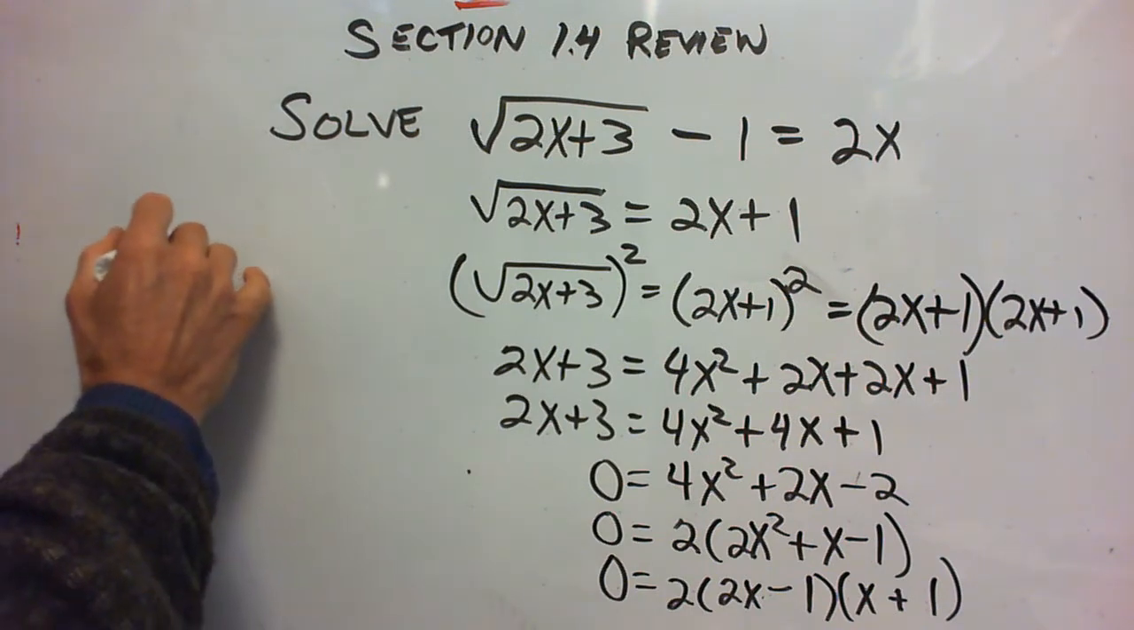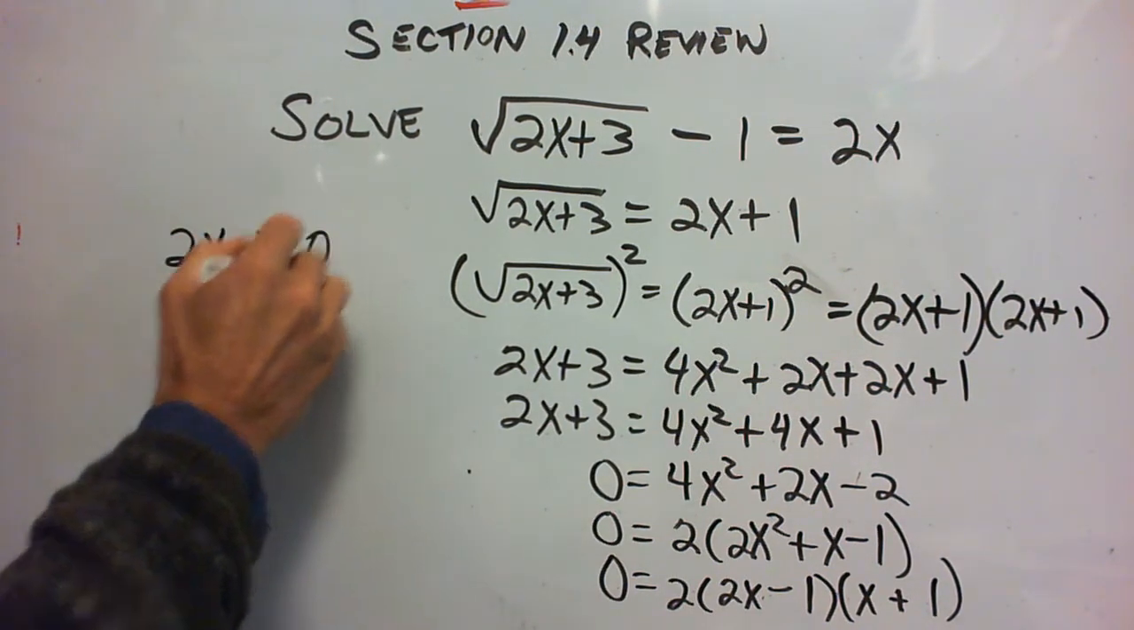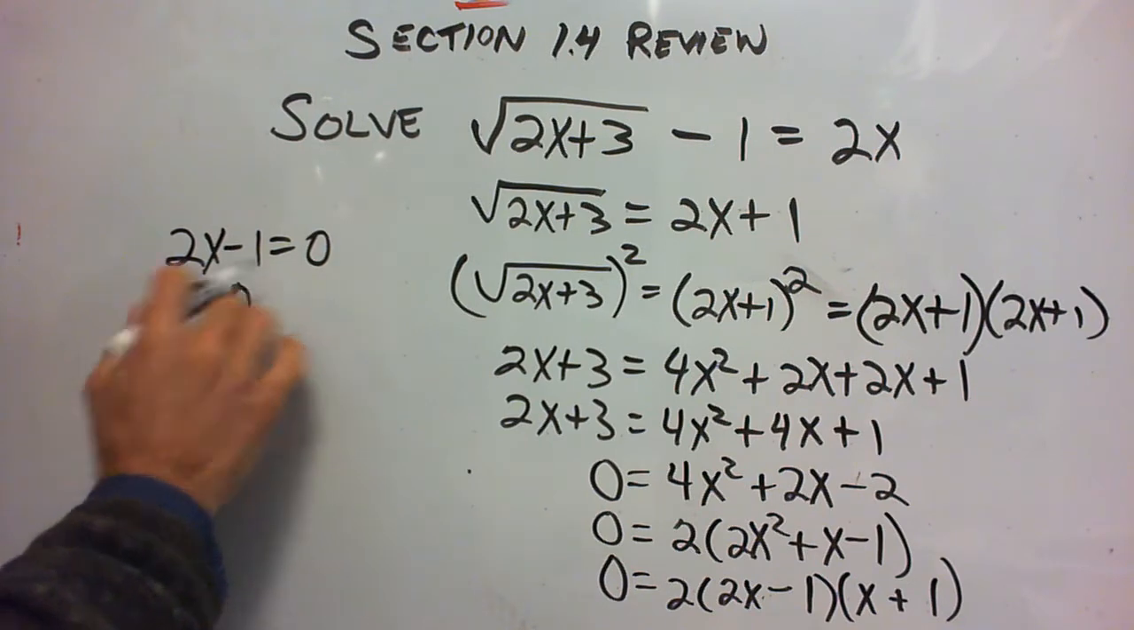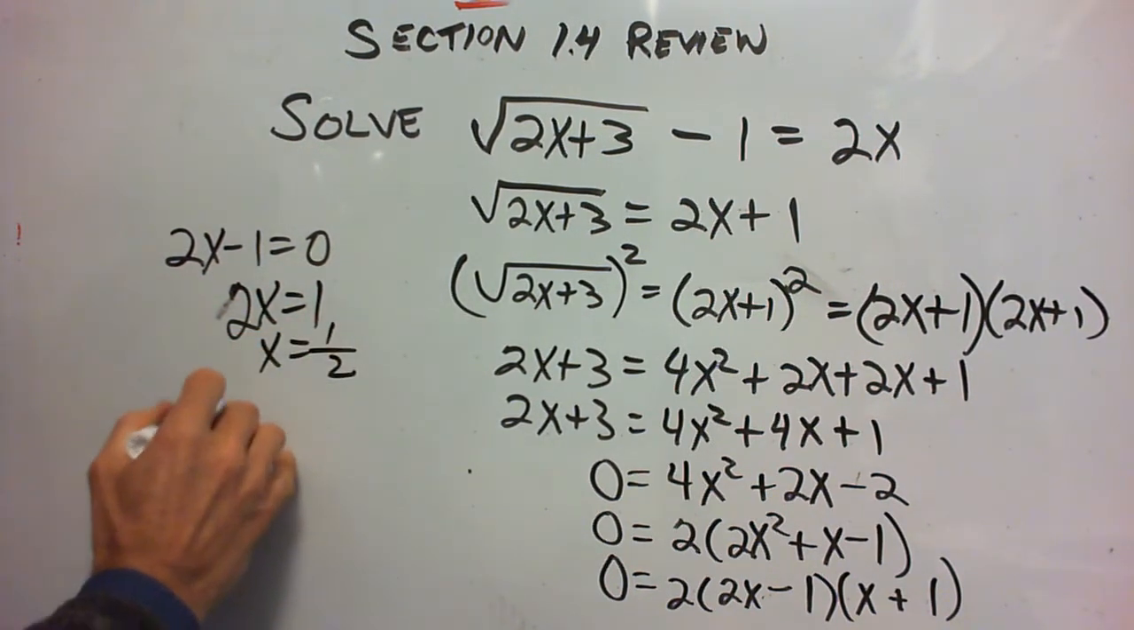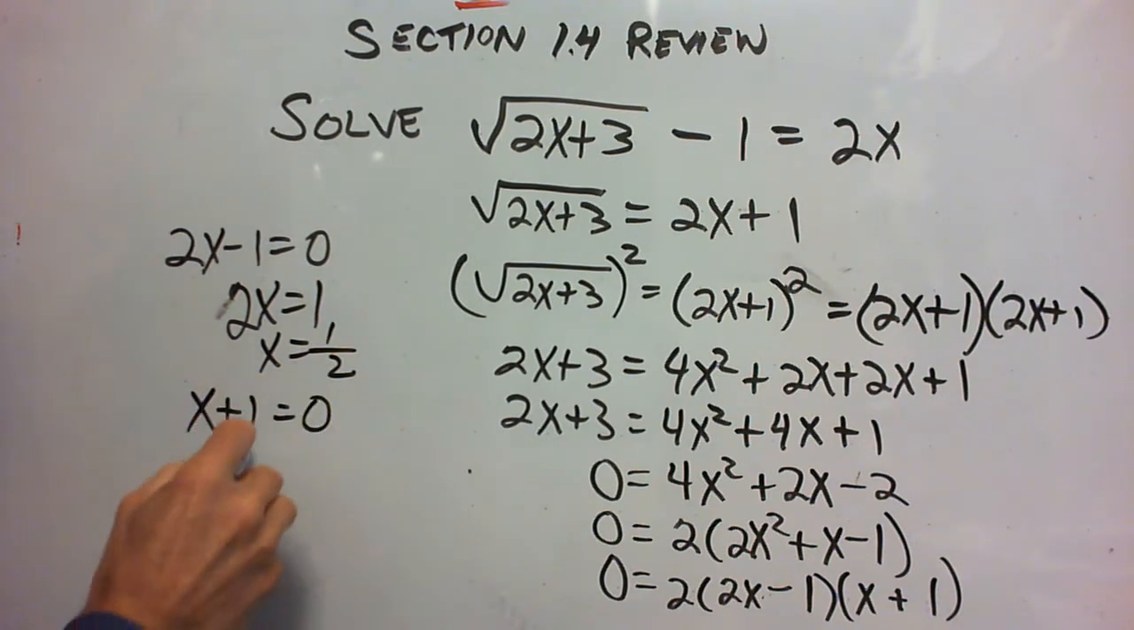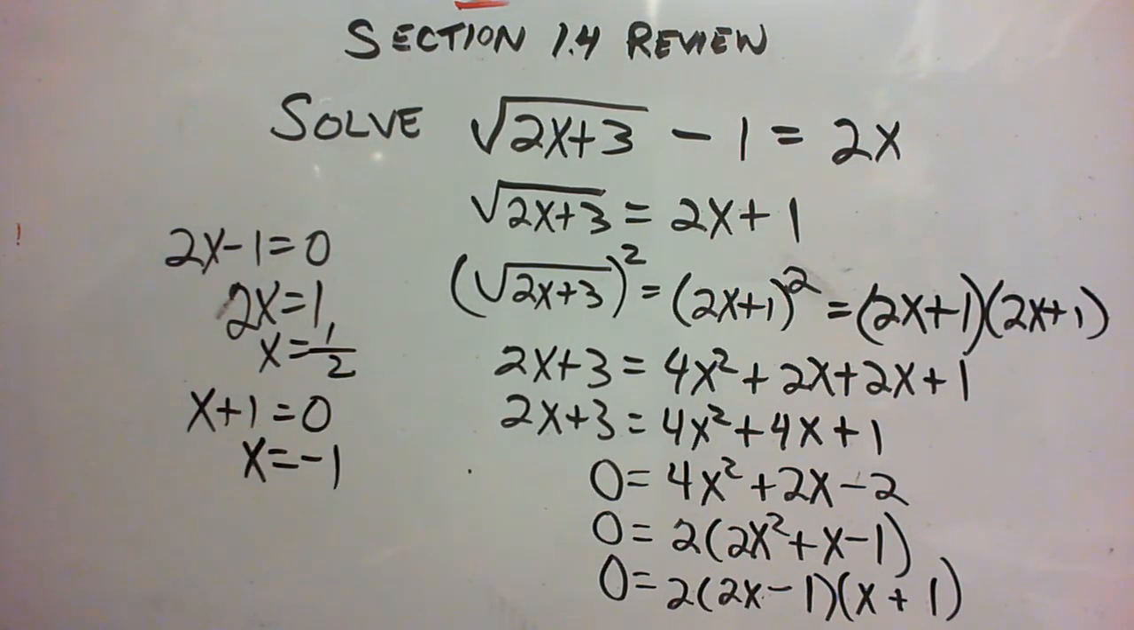By the zero product rule, we let each factor equal 0. So we get 2x equal 1, x equal 1/2. And then our other factor set to 0 gives us x equal -1. And we might say we're done, but no, we're not done.